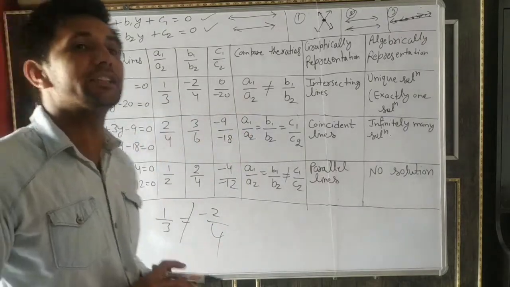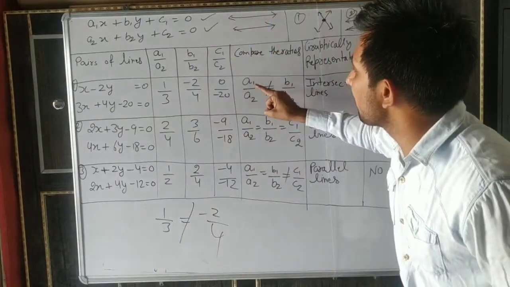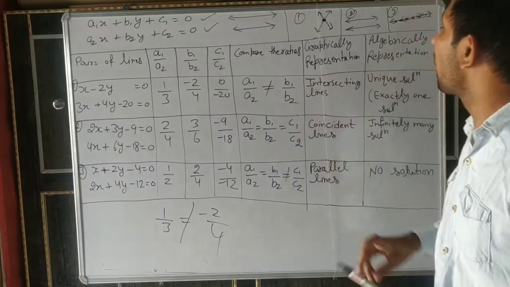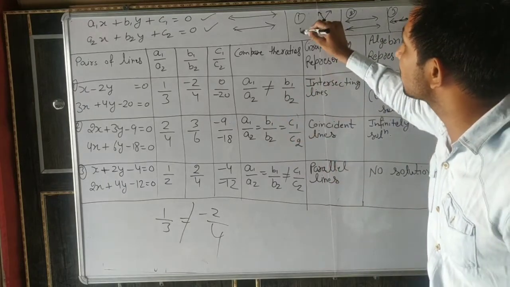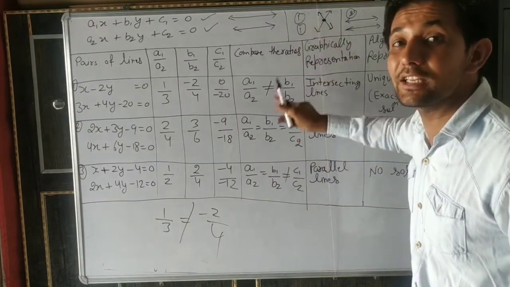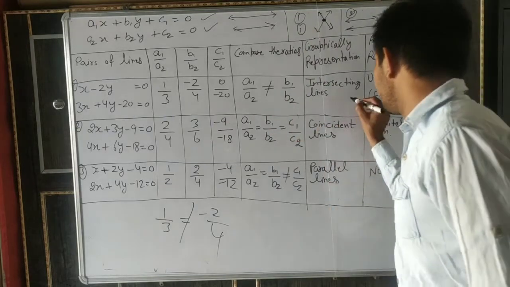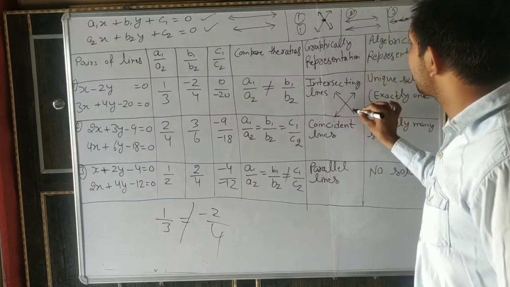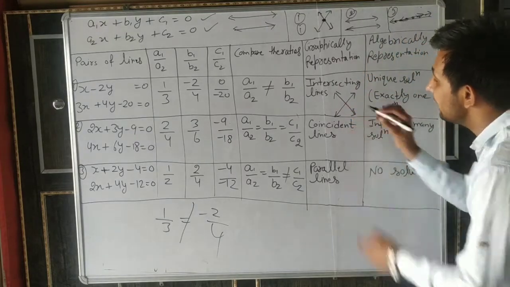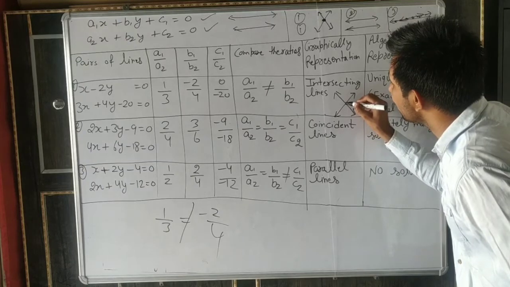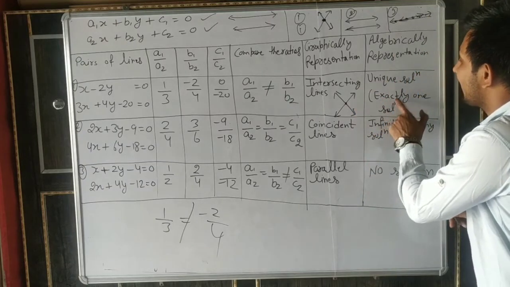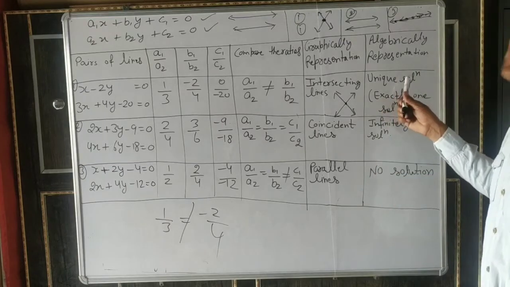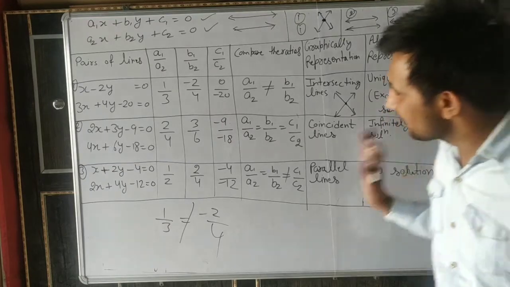If this condition is satisfied, A1 by A2 not equal to B1 by B2, this is the first condition. It means they are intersecting lines. This is its graph: intersecting lines. And if the lines are intersecting, dear, how many common solutions? You can say exactly one solution, or a unique solution.